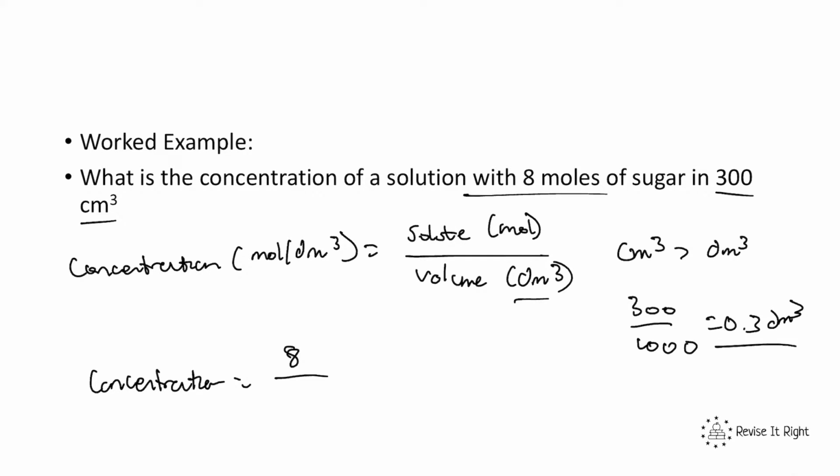So we can take this number, the 0.3, we can pop it under our calculation here. So concentration equals 8, which is the solute in moles, divided by the volume, which is in decimeters cubed now, which is 0.3. Pop that into a calculator and you get 26.7, and of course it's moles per decimeter cubed.